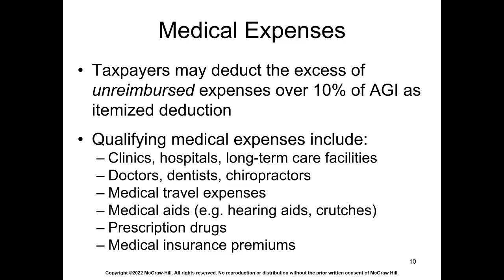So looking at the Schedule A, we'll get some practice looking at that. Qualifying medical expenses include things such as clinics, hospitals, long-term care facilities, doctors, dentists, chiropractors, medical travel expenses, medical aids, meaning hearing aids and crutches, prescription drugs, and medical insurance premiums. Sometimes you'll have individuals bring you things such as cosmetic surgery. You need to make sure that if it was for a medical reason, you can deduct it. If it's just because they wanted to look better and there's no medical reason for it, then that's not deductible.